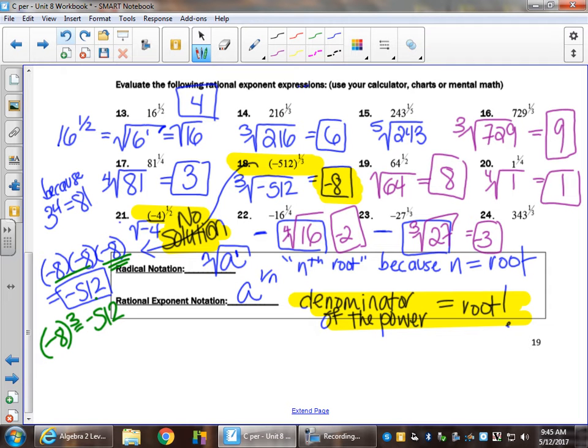Last one, 24. New voice. Somebody take it. Who's got 24? How do I read it out loud? Someone from this side. How do I read that out loud? Go ahead. Perfect. Third root of 343. 7.